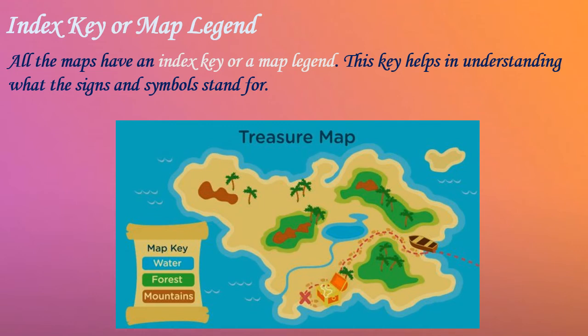Let's see this map. We have the physical features. Physical features we have learned in the last video. The physical maps will show us the physical features. So here the physical features that this treasure map is showing us is water, forest and mountains. Water is shown in the color blue, forest in green and mountains in brown.